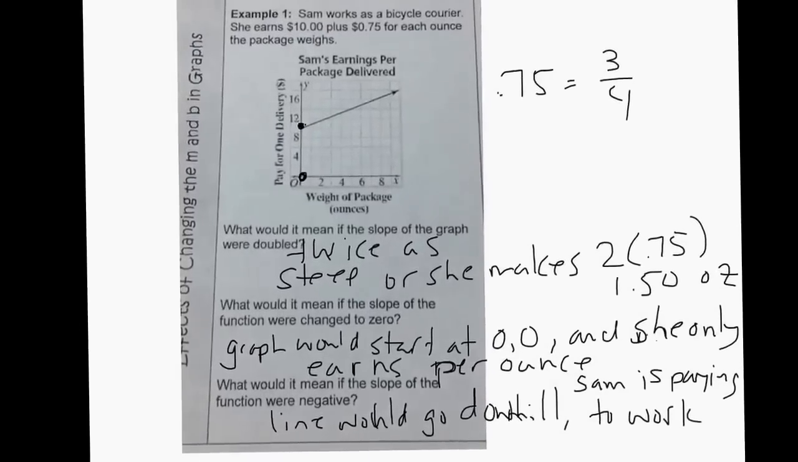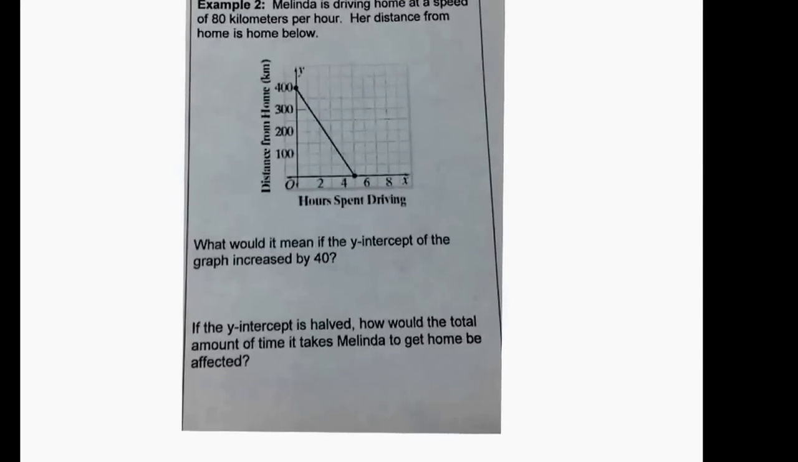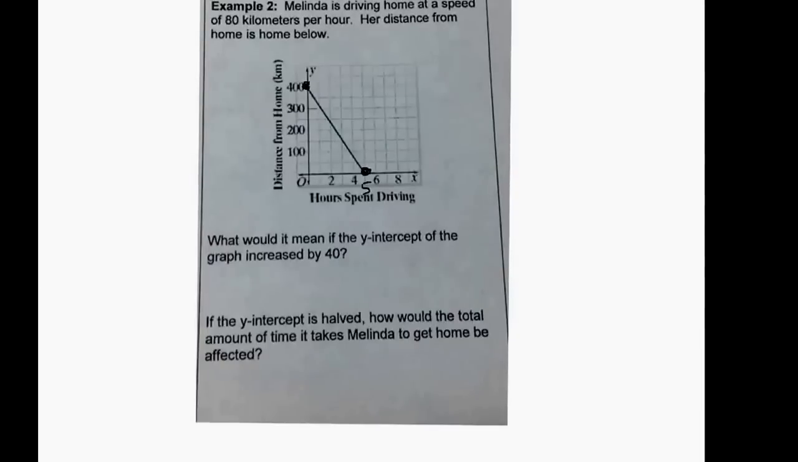Example 2. Melinda is driving home at a speed of 80 kilometers per hour. Her distance from home is shown below. So she started out 400 kilometers from home. She reached home at about 5 hours.